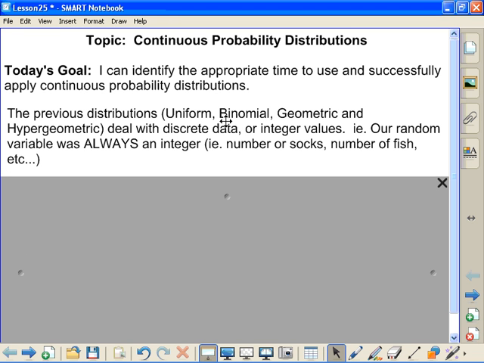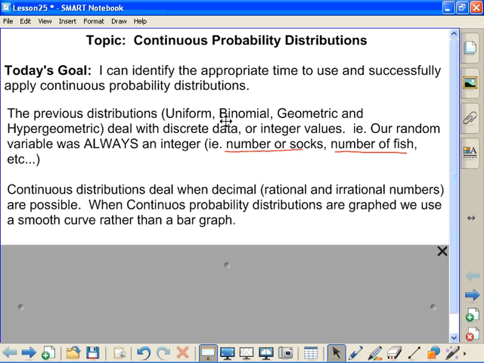In the previous notes in this Unit 4, we've looked at a uniform distribution, binomial, geometric, hypergeometric. They always deal with discrete data or integer values. You couldn't have 0.3 of a person, you couldn't have 0.7 of a sock, or with fish, you have to have whole fish. So we're dealing with discrete values. What happens if we have to start applying decimal values? Continuous distributions deal with decimals, that's rational or irrational numbers, when they are possible.